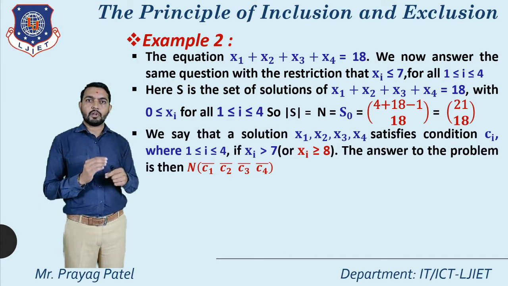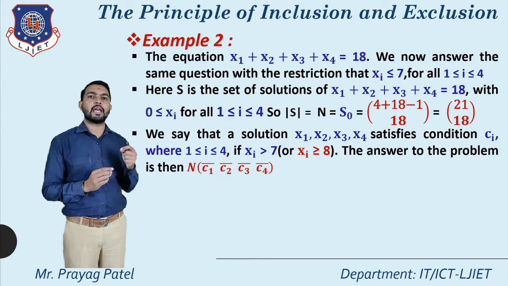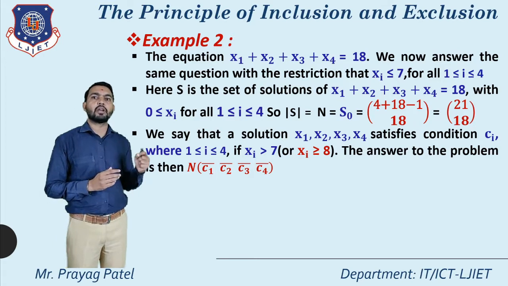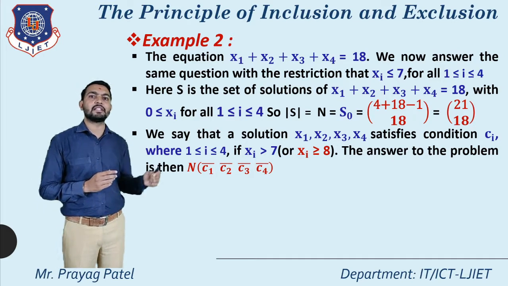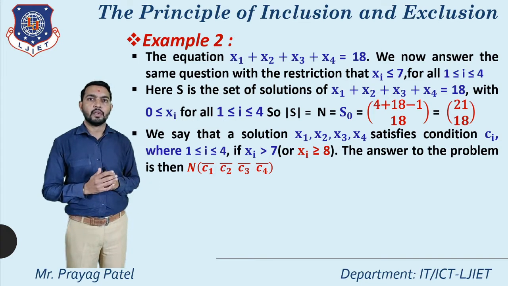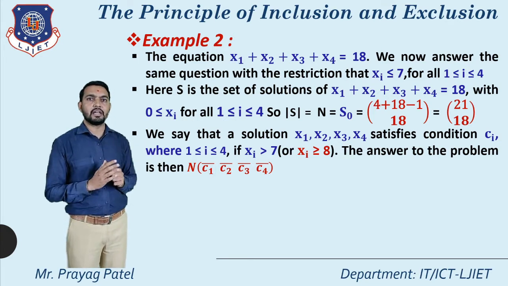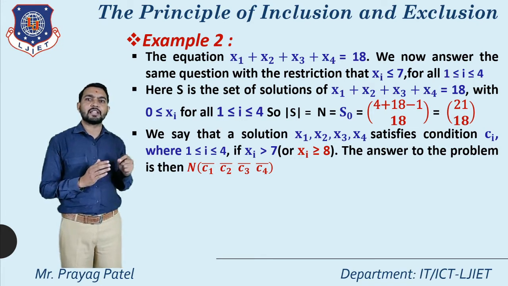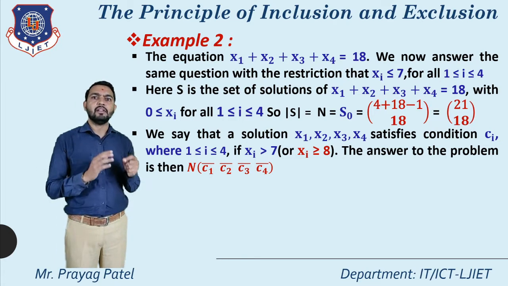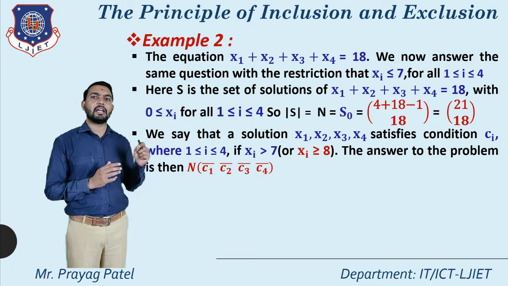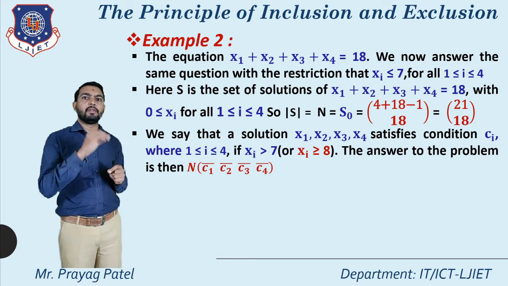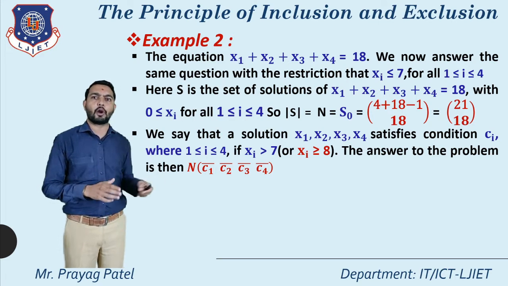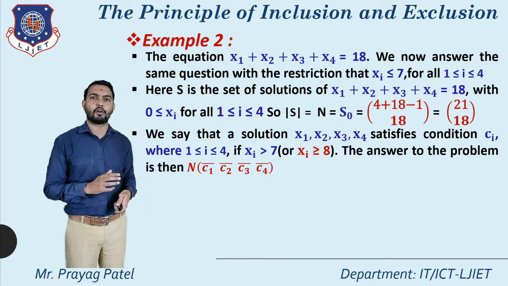Now for the next value, we say that a solution x1, x2, x3, x4 satisfies the condition Ci, where 1 less than or equal to i less than or equal to 4, if xi is greater than 7, or xi greater than or equal to 8. That means our condition is that the total of these 4 values is equal to 18. Now we consider the first condition C1, that means xi greater than 7, that is xi greater than or equal to 8. If one value is greater than or equal to 8, then what is the resultant value? The answer to this problem is n(C1', C2', C3', C4').